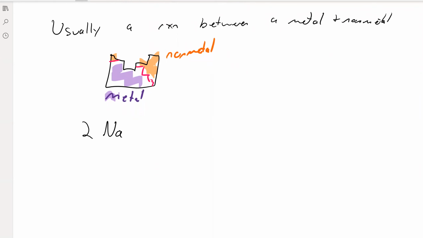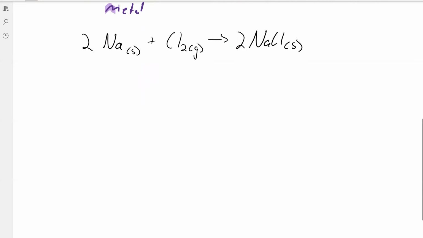For example, sodium is a metal. If you take two sodium atoms and combine them with a molecule of chlorine, because that's a diatomic gas, you'll form sodium chloride, which is table salt. We have sodium, the metal, reacting with a non-metal to form sodium chloride. That's an example of a redox reaction. In this case, the sodium lost electrons and the chlorine gained electrons. But again, you're going to look at that much more in your later courses.